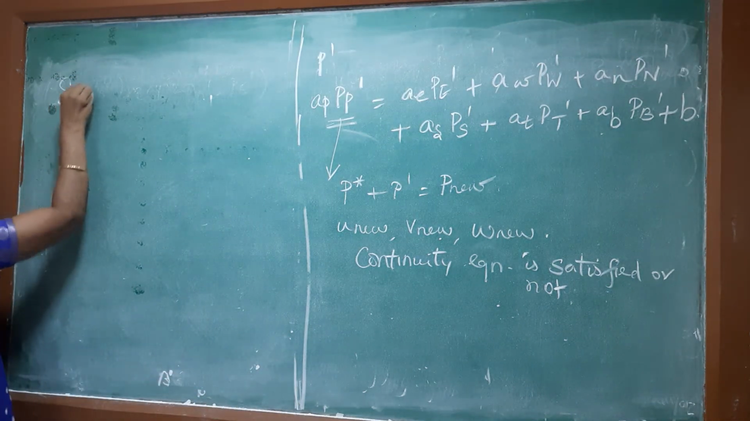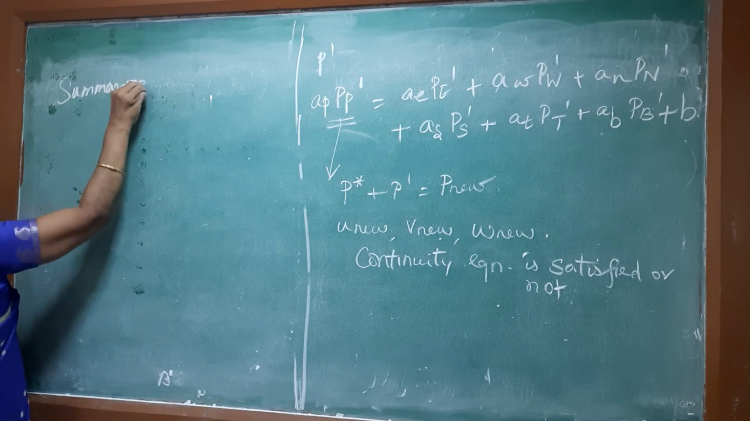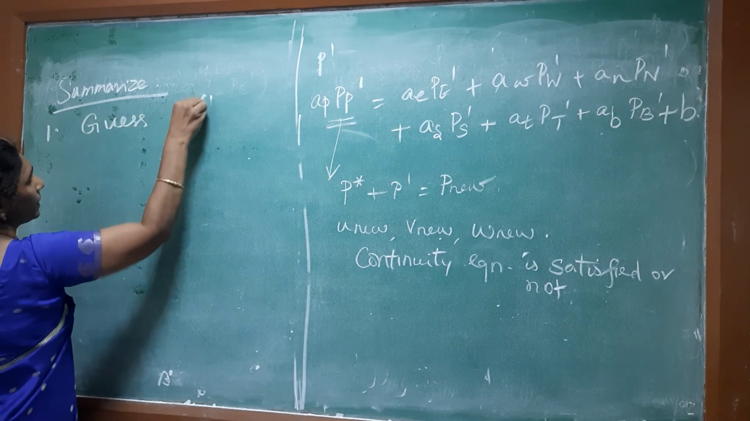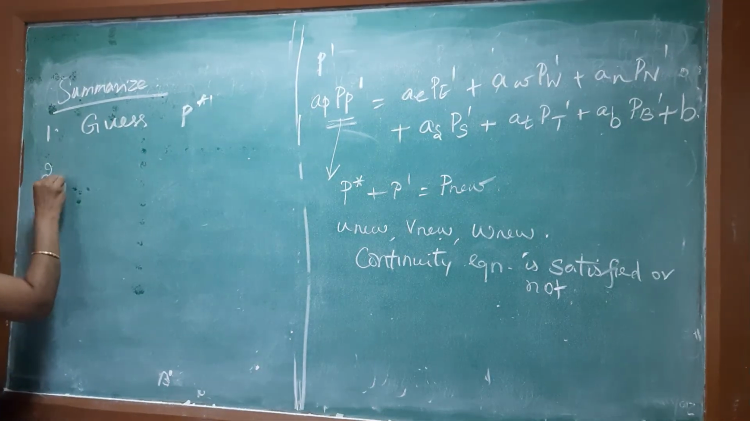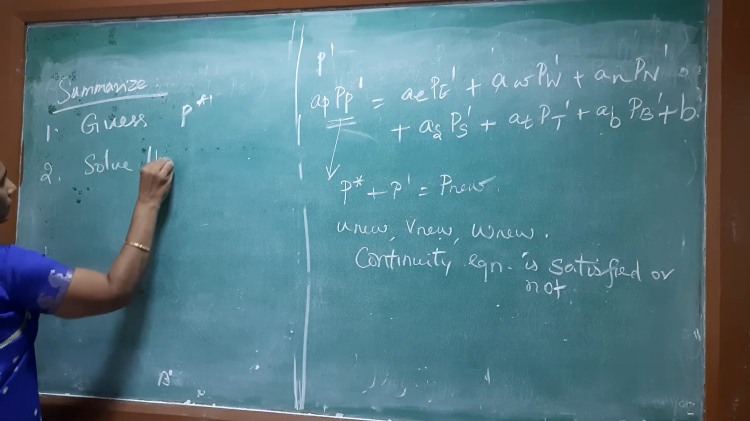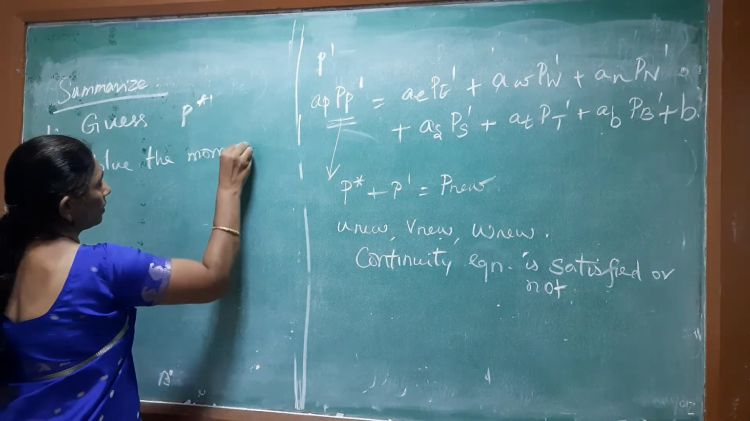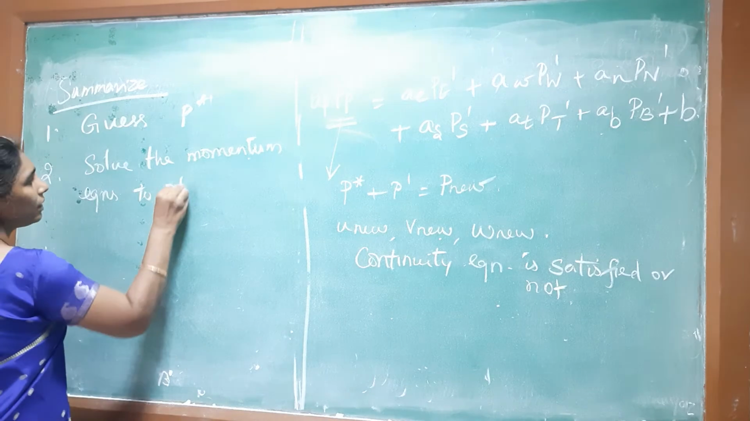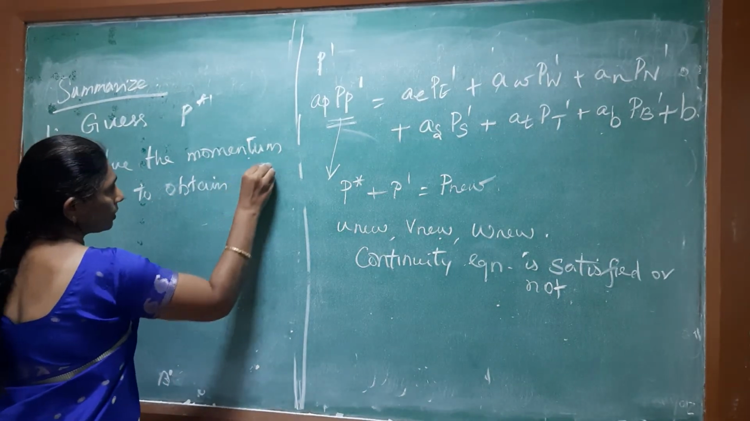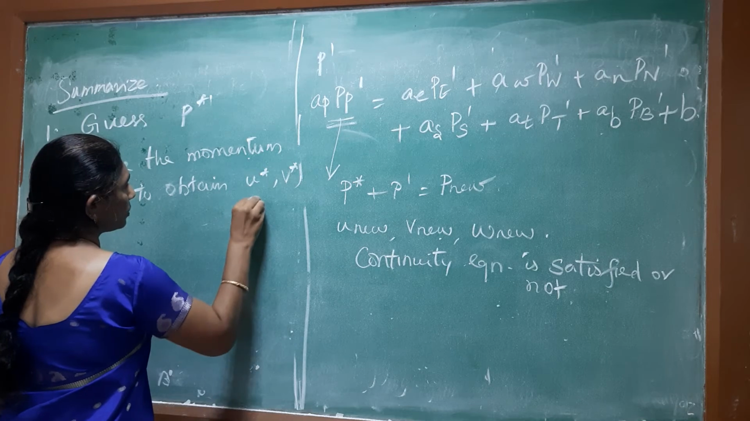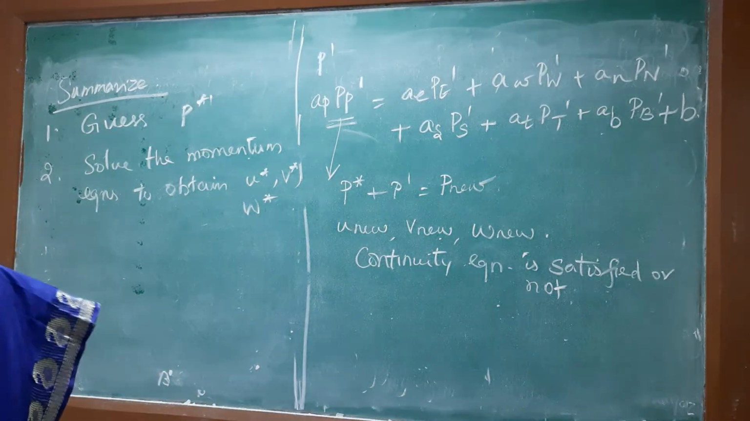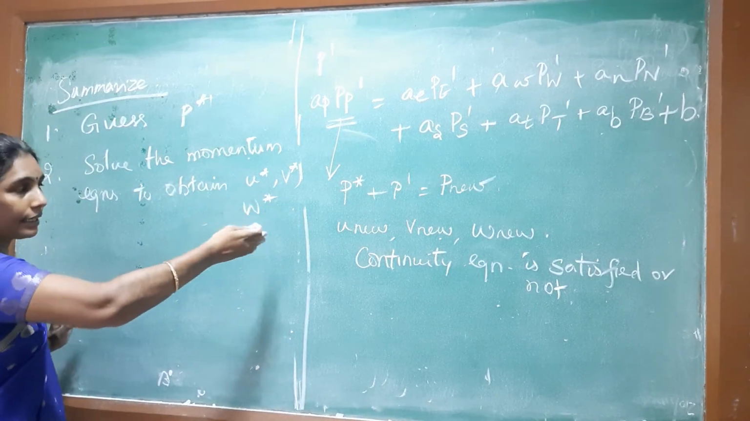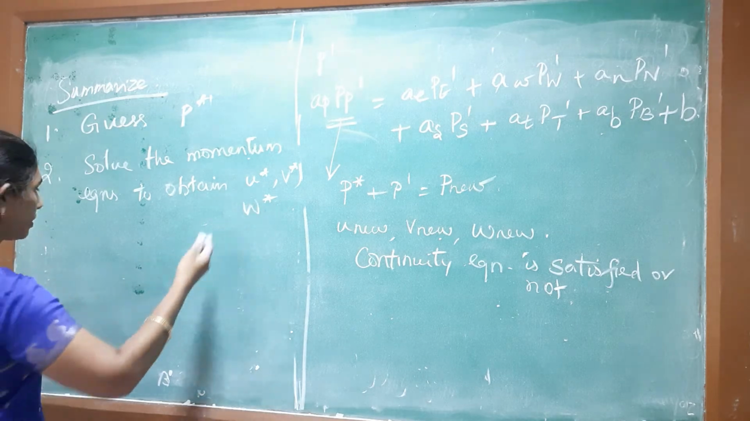Now let's summarize the steps of the simple algorithm. The first step, guess the values of pressure, which is going to be the P star. The second, solve the momentum equations to obtain U star, V star and W star. See, they are actually U, V and W only, but since we have used the guessed values of P, these are also not correct values. So these are also guessed values of velocities only.